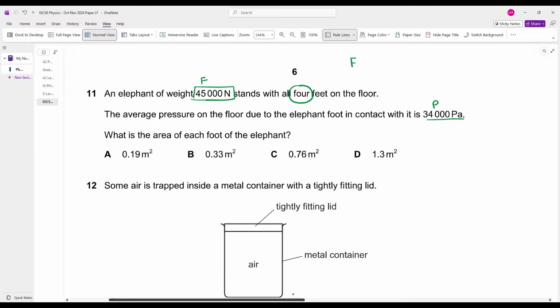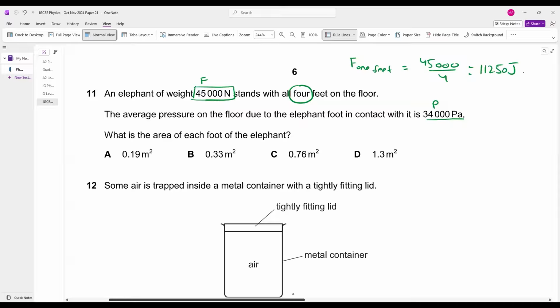How will you calculate the force for 1 foot? या 1 पाँव के लिए force कैसे निकालोगे? 45,000 divided by 4. What does this come out to be? So देखते हैं जरा, 45,000 divided by 4. This comes out to be what? 11,250 joules is your force.